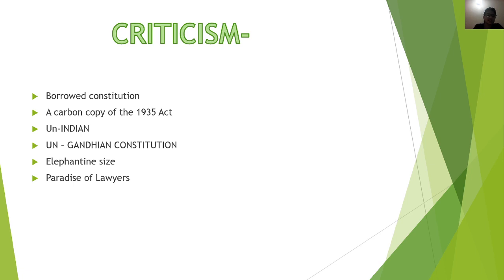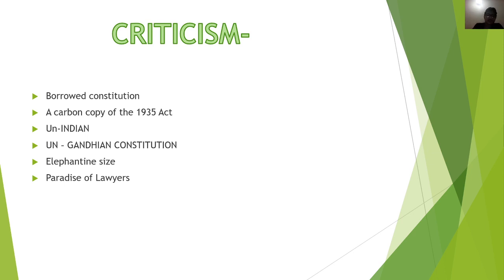The critics said that the framers of the constitution included a large number of provisions of the Government of India Act of 1935 in our Indian constitution, and hence they call it a carbon copy or an amended version of the 1935 Act. Then the next criticism is that it is un-Indian or anti-Indian. Why? According to the critics, it does not reflect the political tradition and spirit of India. They said that the foreign nature of the constitution makes it unsuitable or unworkable for the Indian situation.